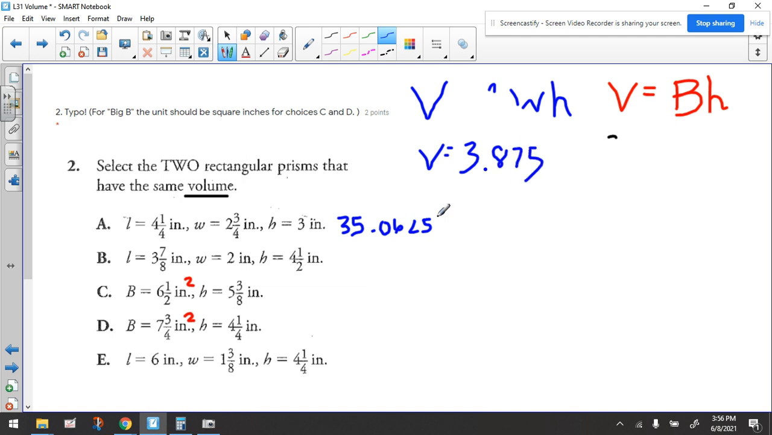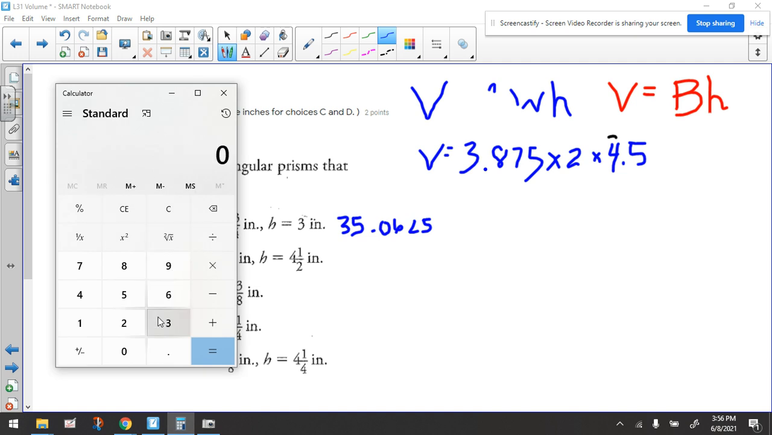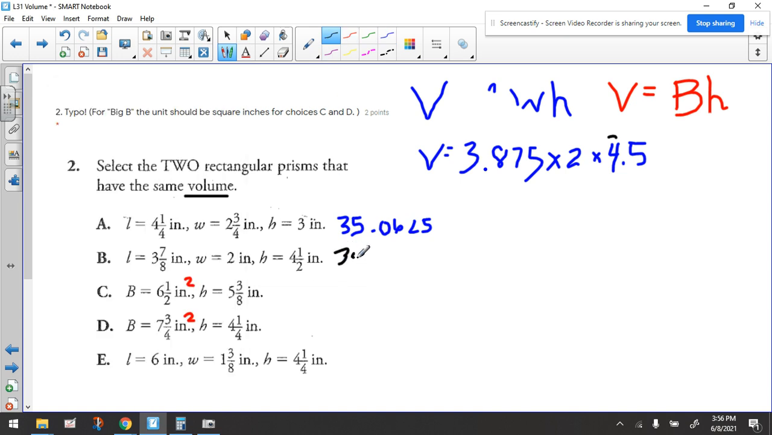The width on this is 2, and the height is 4.5. All right, so we're going to multiply all these numbers together, and we're not going to round. Let's clear it. 3.875 times 2 times 4.5. And we get this. Now, that doesn't match what we got for choice A, but we still need to write this number down. This is the volume for B, 34.875. Let's write it down.